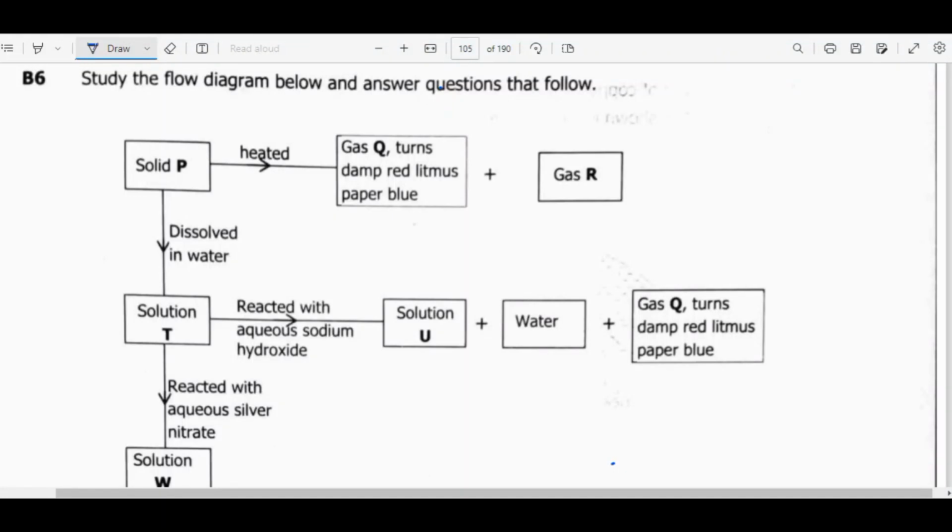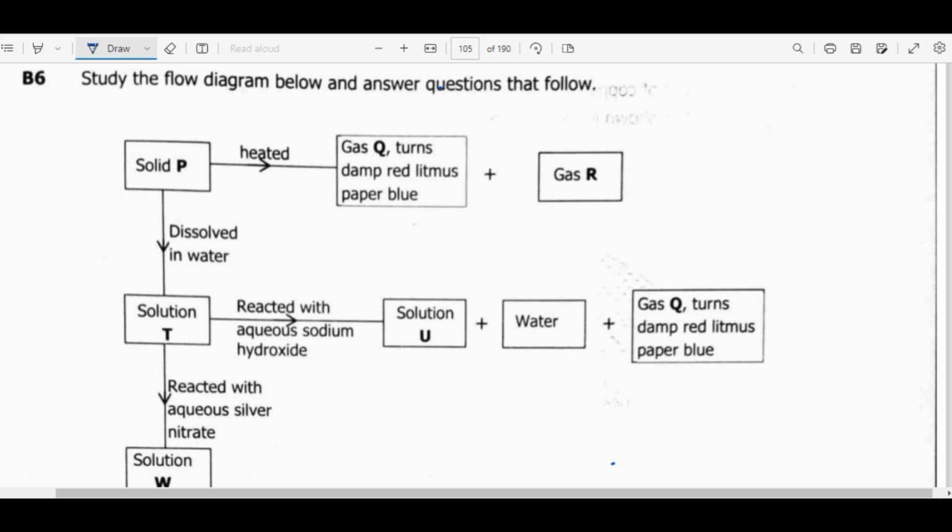Welcome folks. Before us we have a question that may seem tricky to some people, so I want to see if I can at least assist one or two. Now this question, as we can see, is question 6, and it is coming from Science paper 2 for the year 2020. The question reads, study the flow diagram below and answer questions that follow.